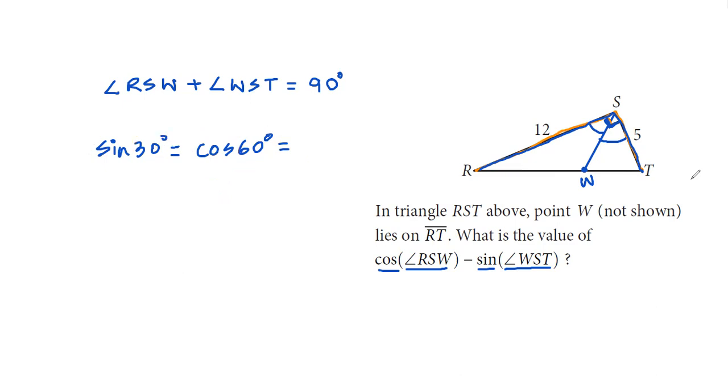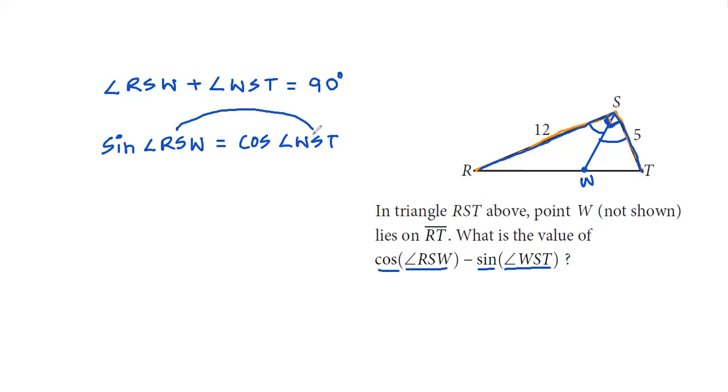So how can I write this thing? We can write sine of angle RSW will be equal to cosine of angle WST. Why? Because RSW and WST, if you add them up, you'll get 90 degrees. So they are complementary to each other. And you know, sine of 30 will be equal to cosine of 60, right? See, 30 plus 60 add up to 90 degrees. So if two angles add up to 90 degrees, then we can write that, correct? Or you can write the reverse thing, right?